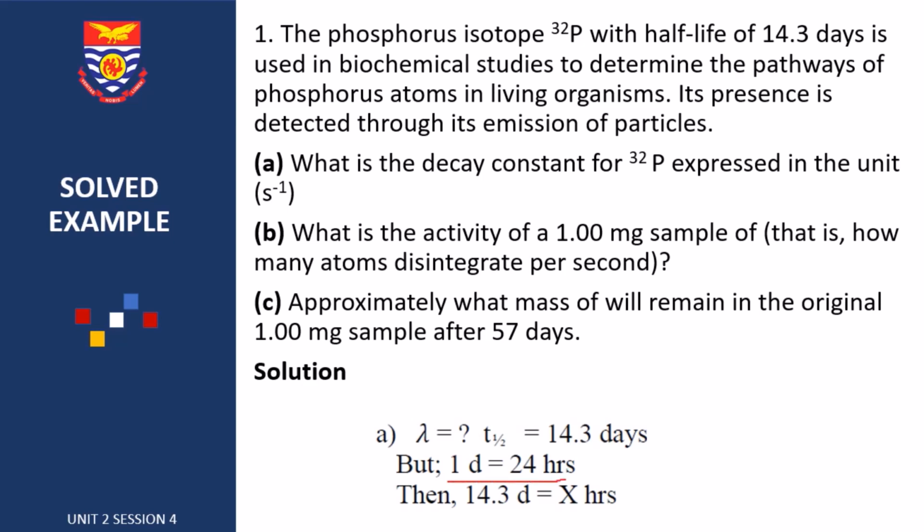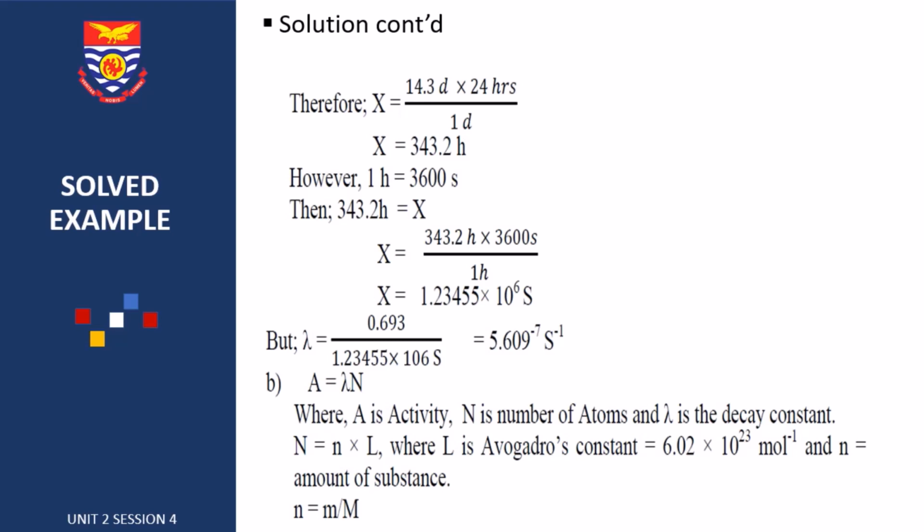So 14.3 days will be, let's say, x hours. We use ratio and proportion to solve for x. So cross multiply: 1 day multiplies x, and 14.3 days multiplies 24 hours, and we solve for x. When we simplify, we get 343.2 hours. We need to further convert the hours to seconds.